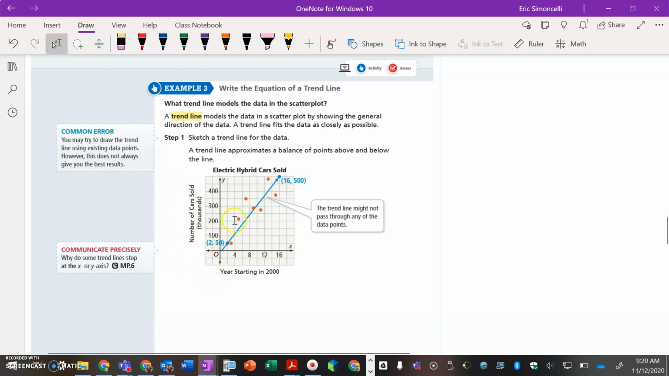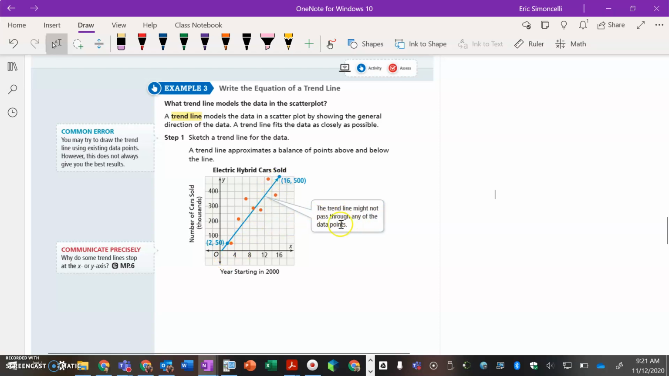So you've got a bunch of points scattered about, where I would argue these points are scattered in such a way where there's a positive association. The blue trend line is modeling the data by showing the general direction. The trend line fits the data as closely as possible by approximating a balance of points. It's not obviously going through all, but it's balancing.